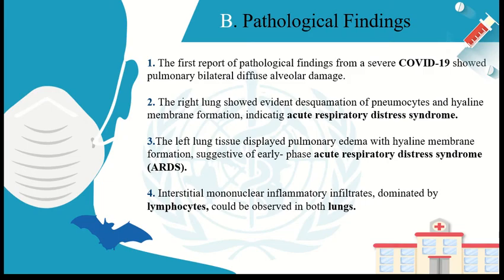Next one is pathological findings. The first report of pathological findings from a severe COVID-19 case showed pulmonary bilateral diffuse alveolar damage. The right lung showed evident desquamation of pneumocytes and hyaline membrane formation, indicating acute respiratory distress syndrome. The left lung tissue displayed pulmonary edema with hyaline membrane formation, suggestive of early phase acute respiratory distress syndrome (ARDS), and interstitial mononuclear inflammatory infiltrates dominated by lymphocytes could be observed in both lungs.